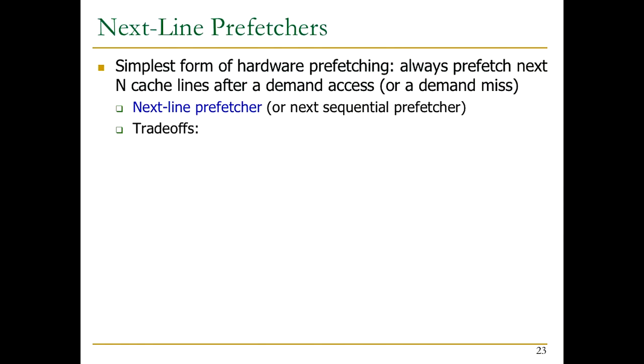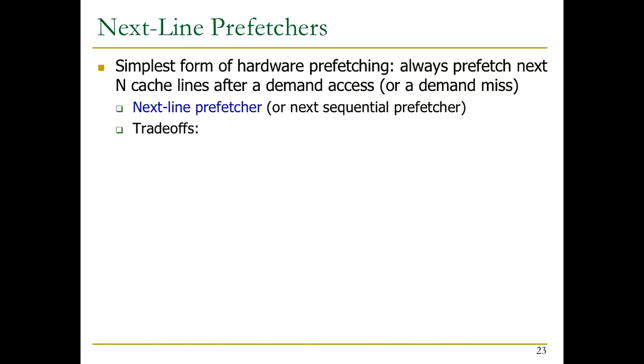Okay. So the simplest form of hardware prefetching is next-line prefetchers. These have been used since the 1970s, actually. Even earlier than that, 1960s. The first use of prefetching was in the instruction prefetching of the IBM 360/91. They had a next-line prefetcher for the instruction engine. And the idea is you always prefetch the next cache line or next n cache lines, the generalized form of it, after a demand access or a demand miss.